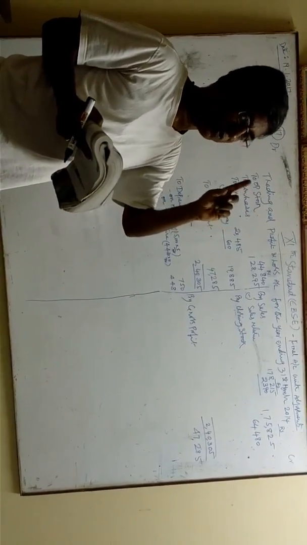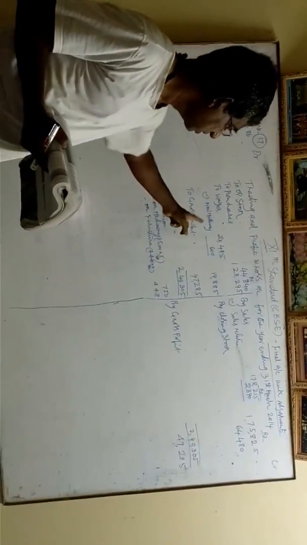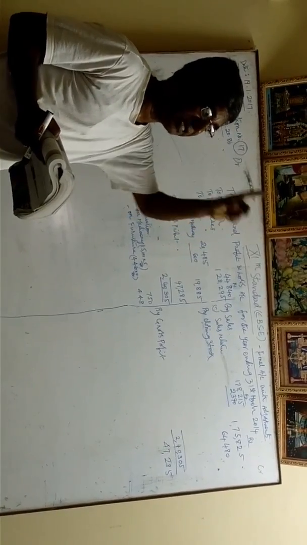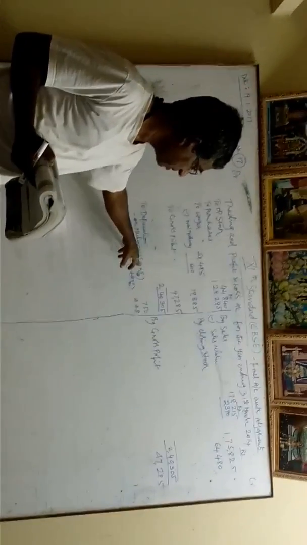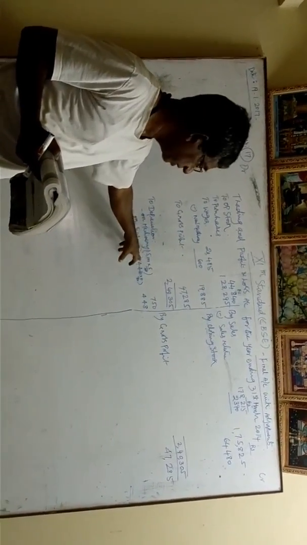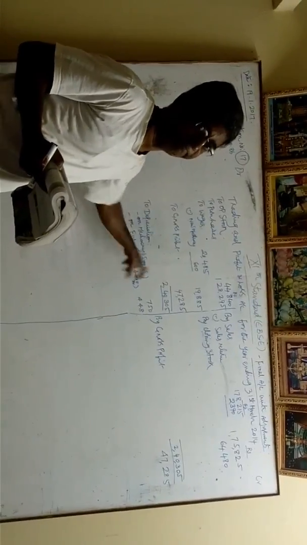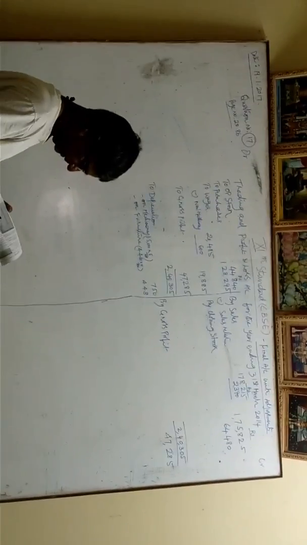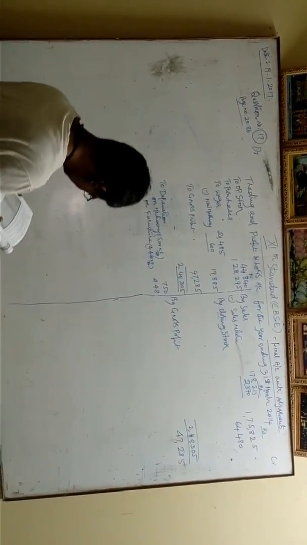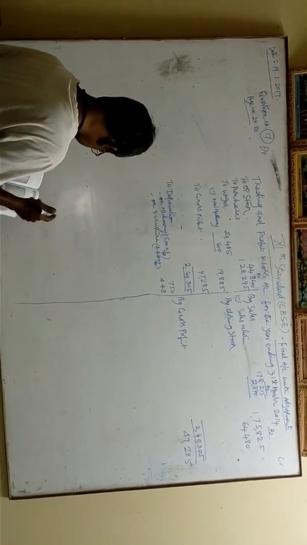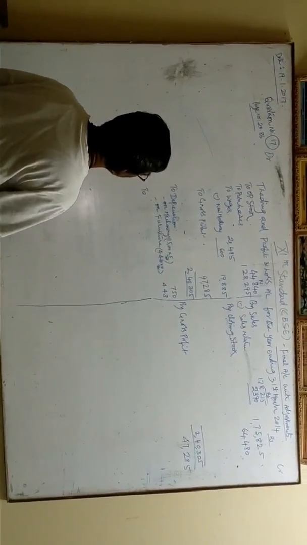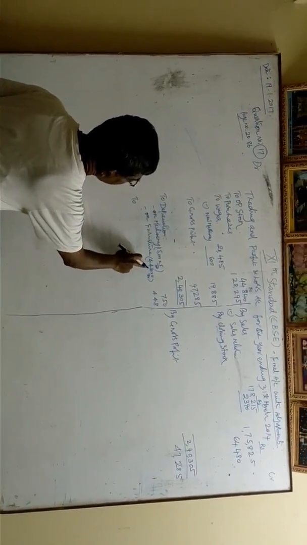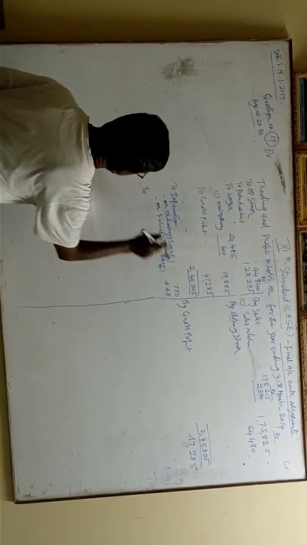Machinery of 14,400 is capital. Therefore, this 600 is also a capital expense. It should be added to machinery's cost. Now, the whole machinery cost comes to 15,000. On 15,000 only, depreciation of 5% is considered. And furniture, 4,480 into 10%.